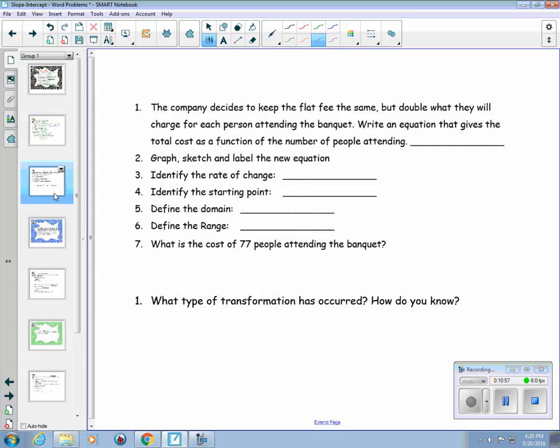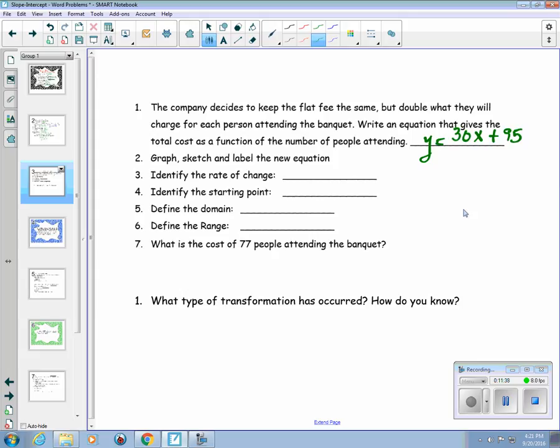All right. The company decides to keep the flat fee the same, but they're going to double the charge for each person attending the banquet. So write an equation that gives me this situation. So y equals what? 30x plus what? So 125 or 95? What was the original? 95, right? So how is this graph going to look? Flatter, steeper, the same? Steeper. How do you know?